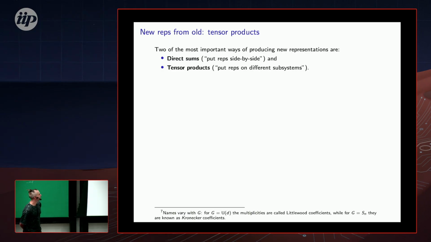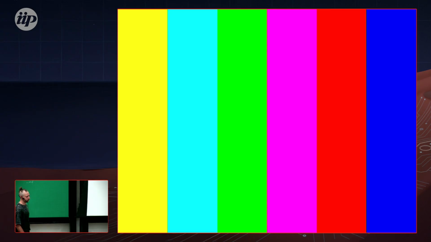All right. We know what the irreducible representations are, and now we may ask, how do we create representations? If we have representations, how do we get new representations? A boring way is to stack representations side by side as a direct sum. But a more interesting way is to take the tensor product of the representations you have. That's like putting reps on different subsystems.